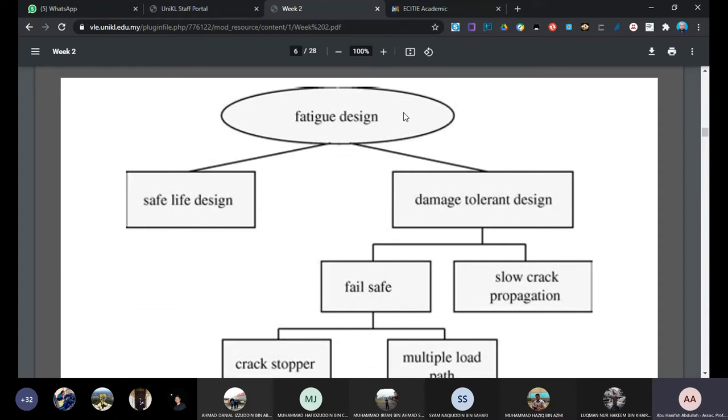So there are two design concepts: safe life and damage tolerant. Safe life is very simple. If you have a piece of structure, you put the load, you test it, the structure fails after a certain cycle, that cycle is recorded as the age of the structure. Simple, huh? You apply the load, the structure is stressed. You apply the load repeatedly and the structure fails after how many cycles of loading? That cycle is the age of the structure.